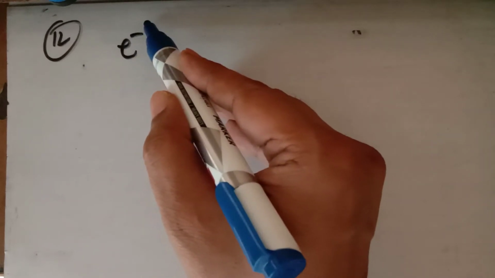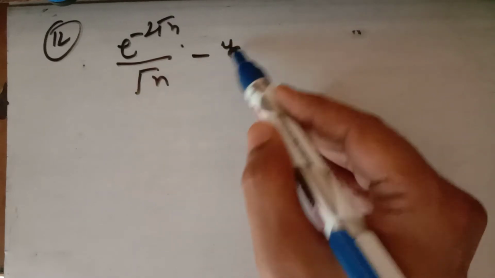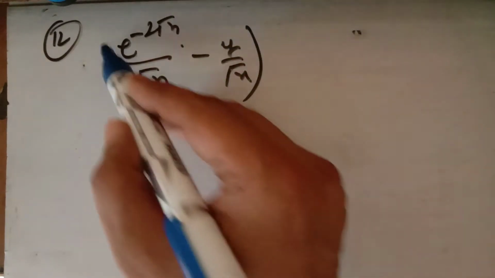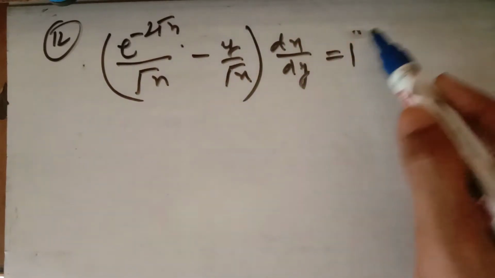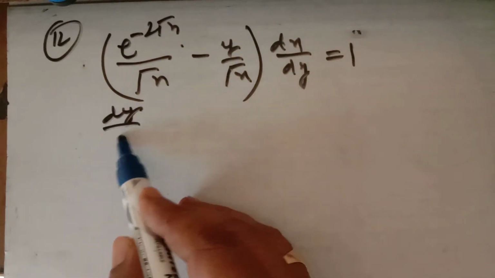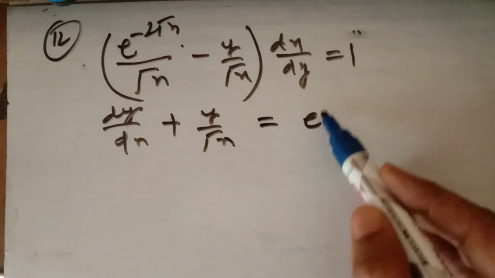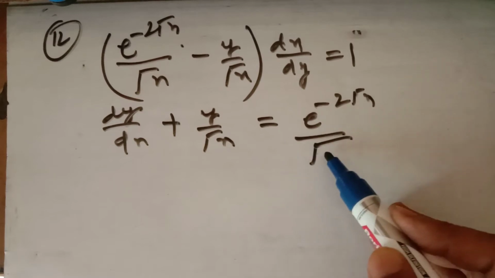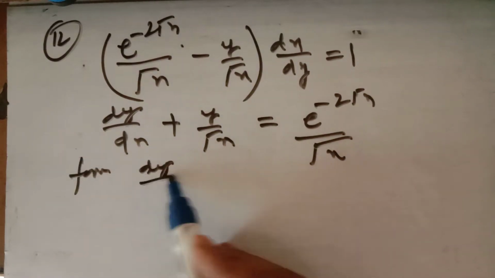Now in question number 12, we have e^(-2√x) upon √x minus y upon √x times dx/dy equal to 1. Now arrange it. Take this to the right hand side. It will be dy/dx plus y upon √x equal to e^(-2√x) upon √x.